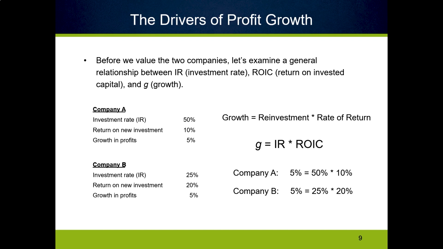Both of these companies are set up to have a 5% growth rate in profits, but company B invests half of what company A does, simply because they have a return on investment that is twice what company A's is. So the way we improve our valuation is to find the set of cash flows that accurately captures this difference between the companies' returns and reinvestment rates.